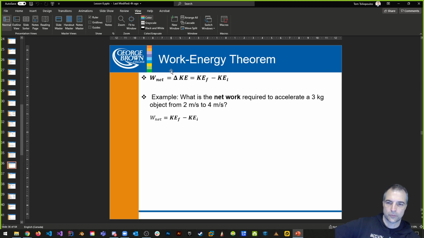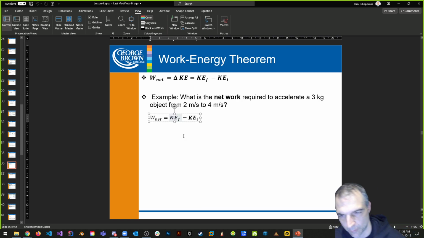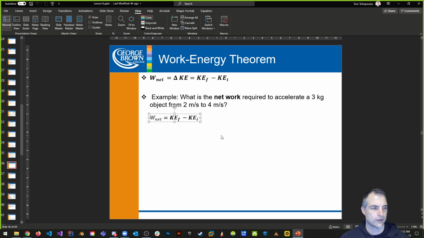So here's how we can also put it. The net work is equal to the change in the kinetic energy, which is kinetic energy final minus kinetic energy initial. An example: what is the net work required to accelerate a 3 kilogram object from 2 meters per second to 4 meters per second? Let's start with this. How do we find that? What do we do here to find the net work? What do I put there? Help me out here as we do this together. This is a very simple example.